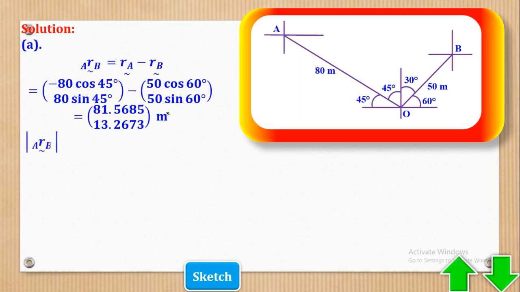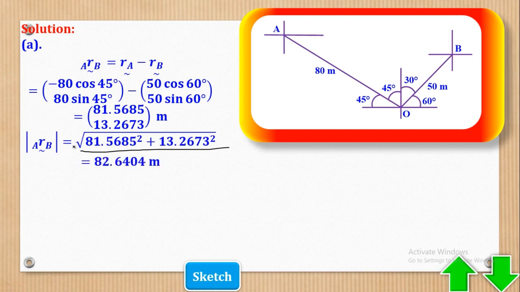But remember they asked for distance. Distance is magnitude, therefore I have to get the magnitude of this, which will be that under square root. So the outcome will be 82.6404 meters. So basically that's what they wanted in part A.